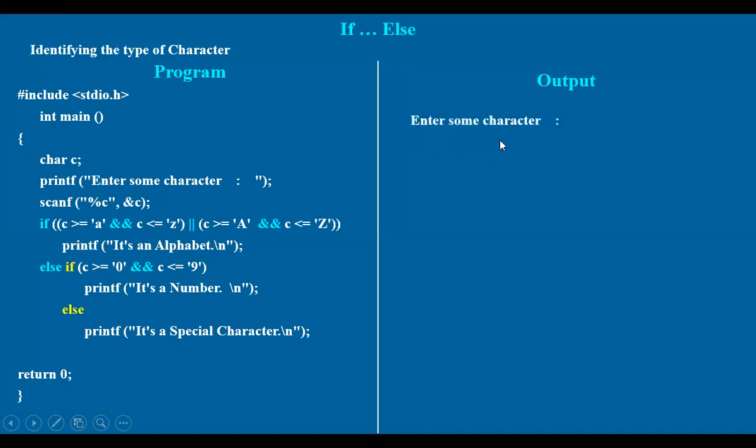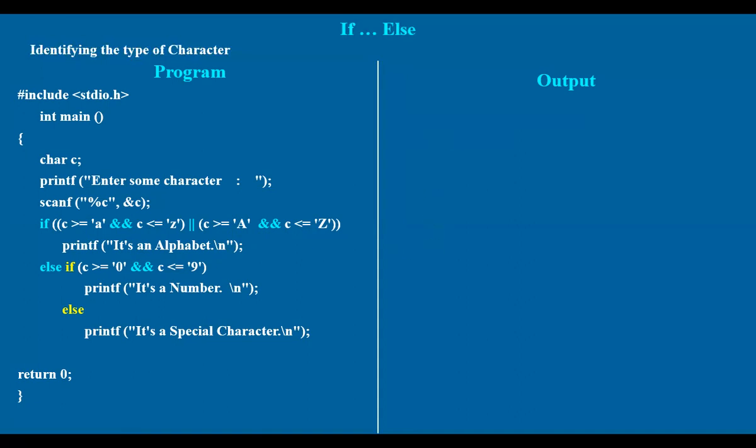Run it again. This time we have given a capital letter. So this statement has failed, but this has come true. It is greater than A and less than Z. Here it must be either a small or capital letter. Either it is small or capital, the entire statement will be true. So in this case, this statement has come true. So it says that it is an alphabet.